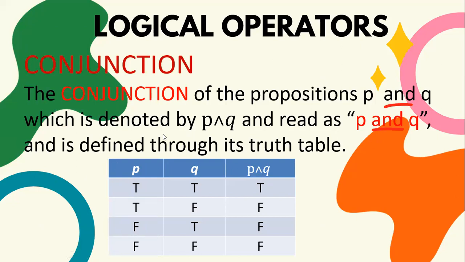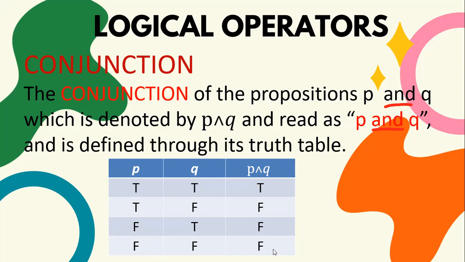So we have to establish the truth table of the propositions P and Q and establish the conjunction of the two. So yung P natin, kapag true, and then Q is true, then the conjunction of P and Q is true also. If P is true and Q is false, then the conjunction is false. And if P is false and Q is true, then the conjunction of P and Q is false. If they are both false, then false siya.